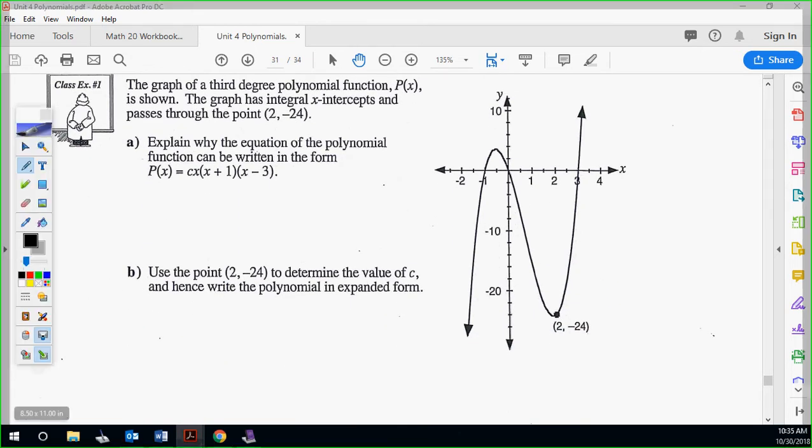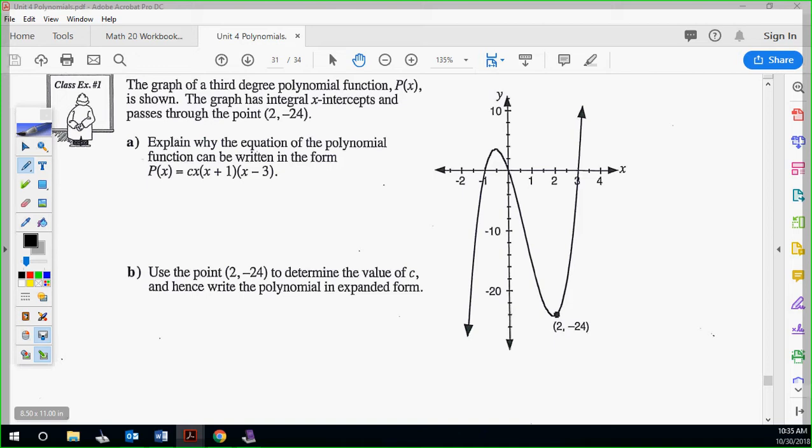It says the graph of the third degree polynomial p of x is shown. The graph has integral x-intercepts. What does integral mean when it says something like that to you? You're close, but not fractions. That's actually what it doesn't mean. It means plus or minus whole numbers. And the reason that's important is they're saying you can assume that that's -1, that's 0, and that's 3. So it's letting you know it does go right through the whole numbers.